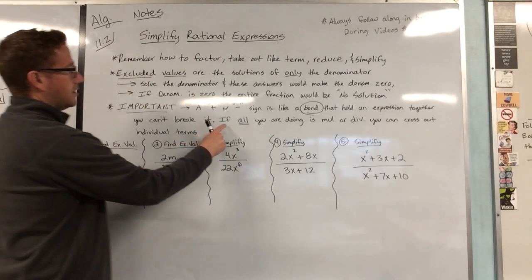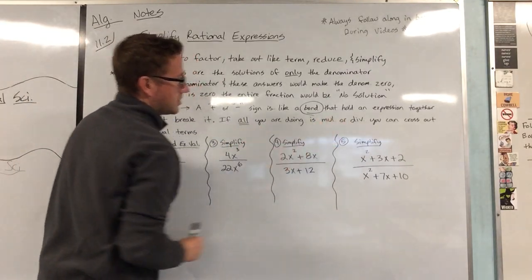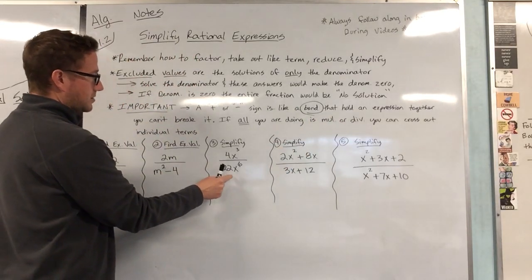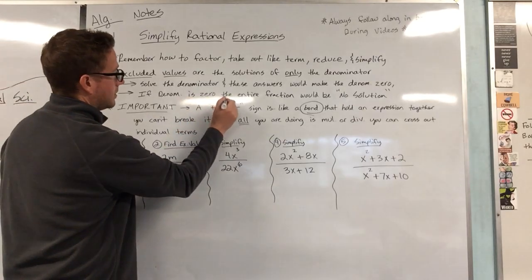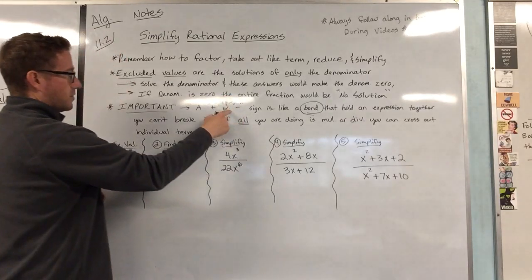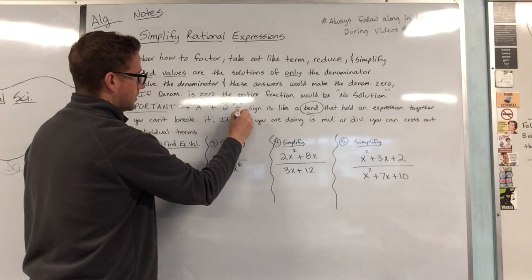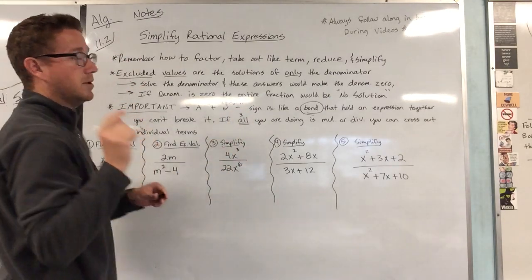This part right here, if all you are doing is multiplication or division, then you can cross out individual terms. That relates to example 3. So above this right here, I'm going to put a 4 and a 5 because this first sentence relates to example 4 and 5, and over here I'm going to put a little 3 because this second sentence relates just to example 3.